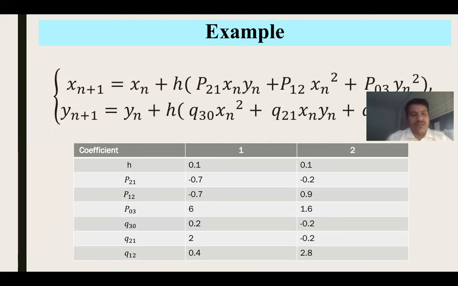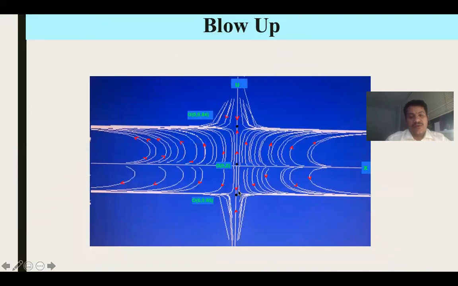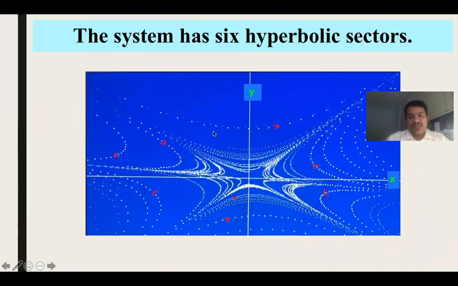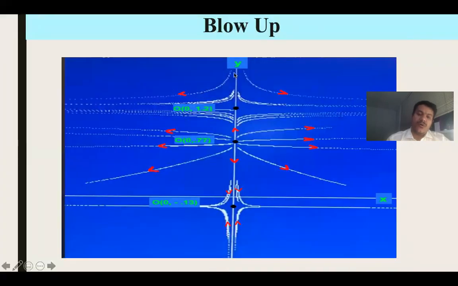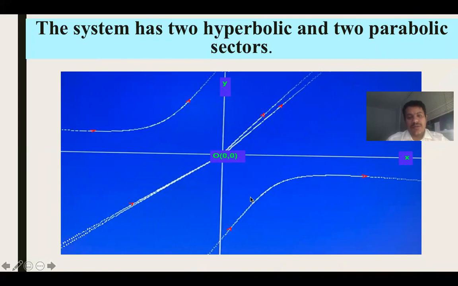Example: if we have a two-dimensional difference equation with arbitrarily chosen coefficients, then after blowing up we have 3 equilibrium points, all of them saddles. When we glue these points, we have 6 hyperbolic sectors. Also, if after blowing up we have 3 equilibrium points here, and when we glue them, we have 2 hyperbolic and 2 parabolic sectors.